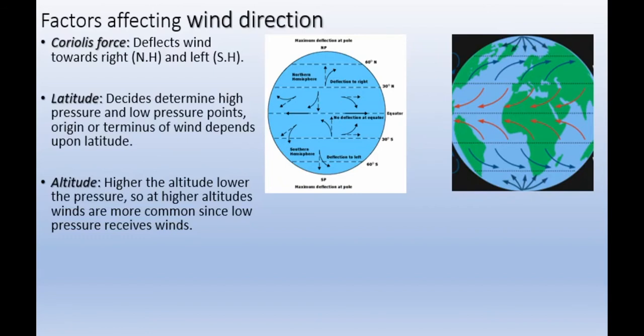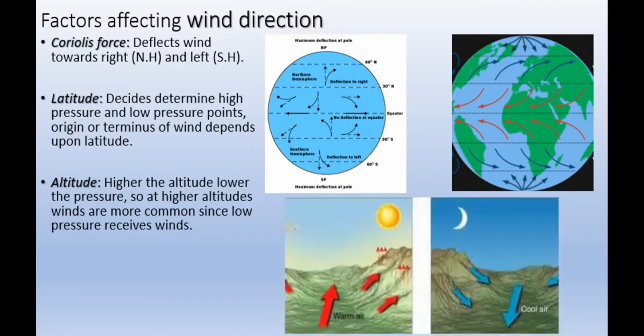Then altitude: the higher the altitude, the lower the pressure. So at higher altitudes, winds are more common since low pressure receives winds. We just completed this factor. Higher altitude, what happens? Lower pressure. Lower altitude, higher pressure, according to the altitude.